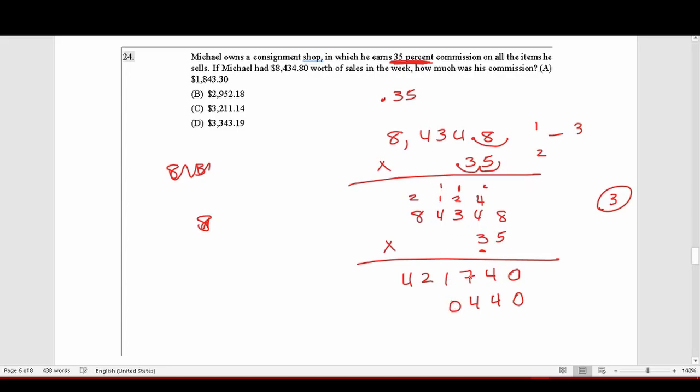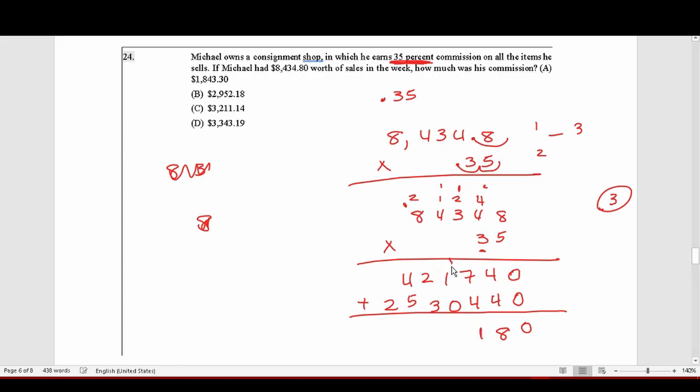Carry the 1. 4 times 3 is 12, plus 1 is 13. Carry the 1. 3 times 8 is 24, plus 1 is 25. Let's go ahead and add. 0 plus 0 is 0. 4 plus 4 is 8. 7 plus 4 is 11.